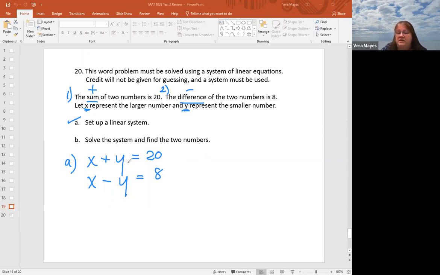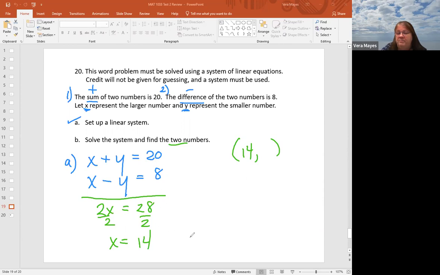So looking at this, I see if I just add these guys straight up, those y's will cancel and I'll be able to pop my x's right out. So adding these guys together, I get 2x, the y's cancel, equals 28. Go ahead and divide by 2. I get x equals 14. So now, it said find the two numbers. So I have to find the x and the y.